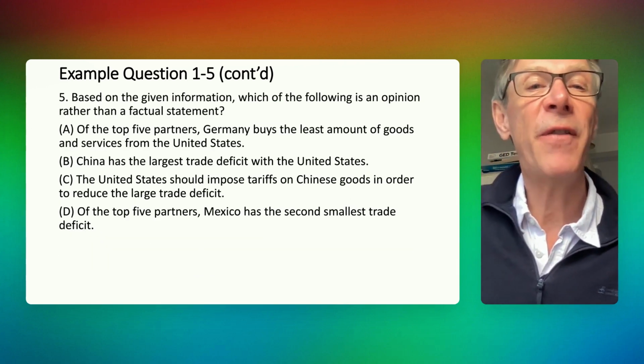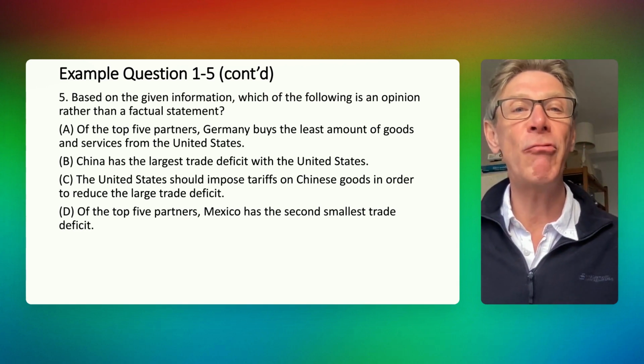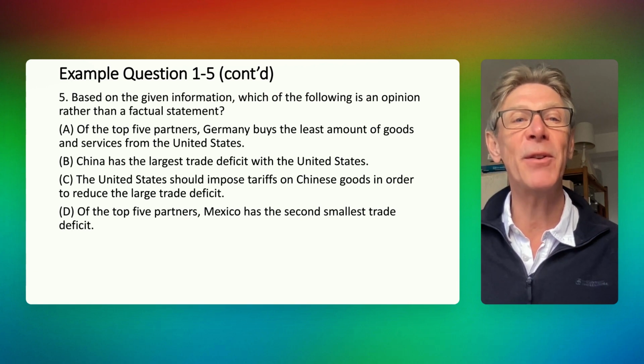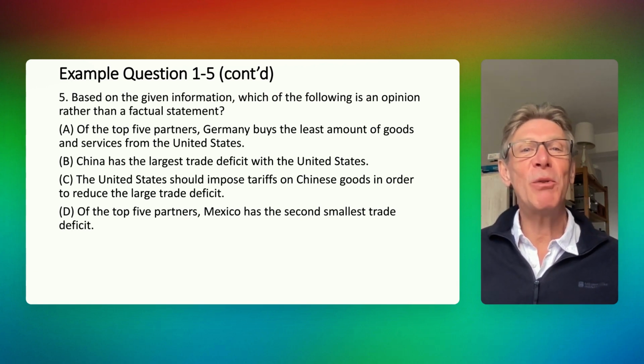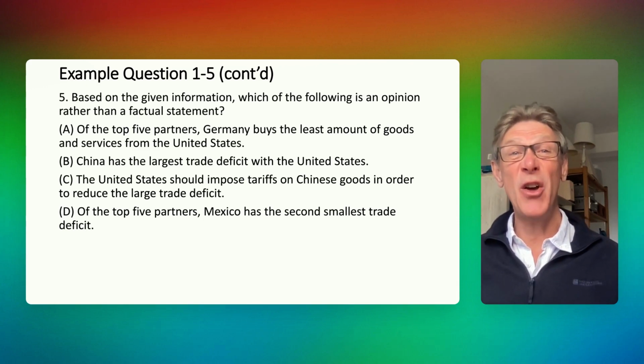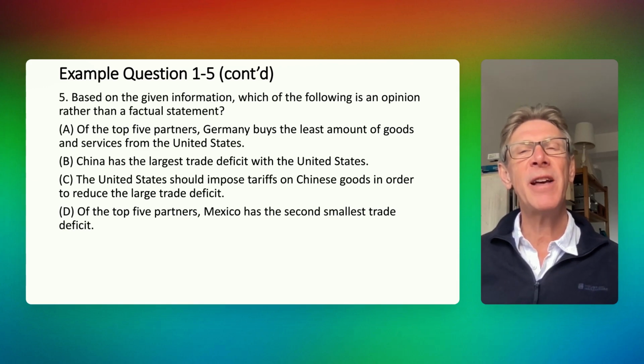And the final one. Based on the given information, which of the following is an opinion rather than a factual statement? You don't need to know much about GED social studies. You need to know here what the difference between opinion and fact is. Of the 5 partners, Germany buys the least amount of goods and services from the United States. Does that feel like a statement or an opinion? Feels to me like a statement.